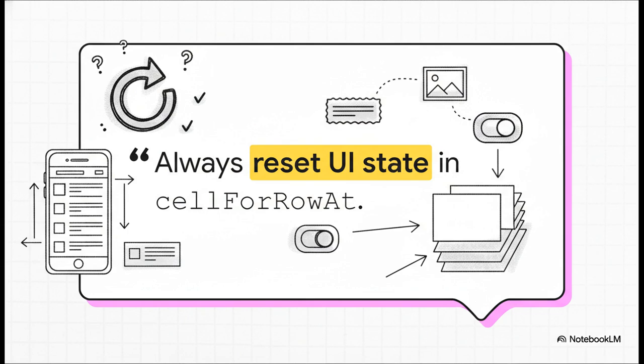You can't assume anything. If a label might have text, you set the text. If an image might be there, you set the image. If a button might be hidden, you decide if it's visible or hidden every single time.